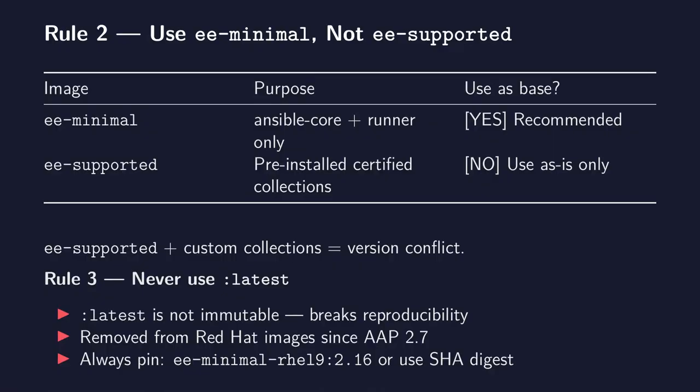Rule 3. Never use the latest tag. It breaks reproducibility and has been removed from Red Hat images since AAP 2.7. Always use an explicit version like ee-minimal-rhel9:2.16, or a SHA digest for maximum immutability.